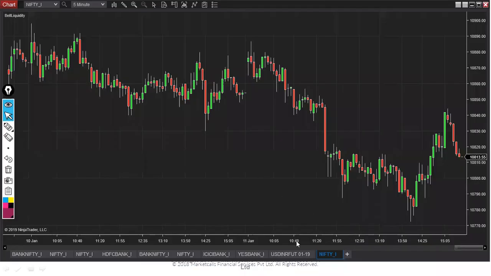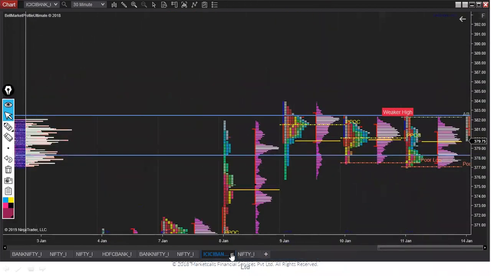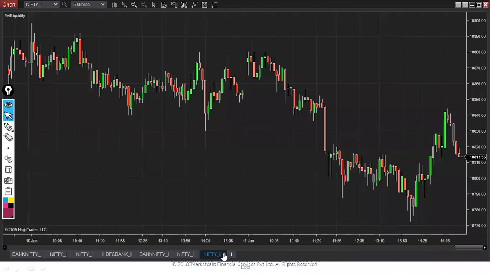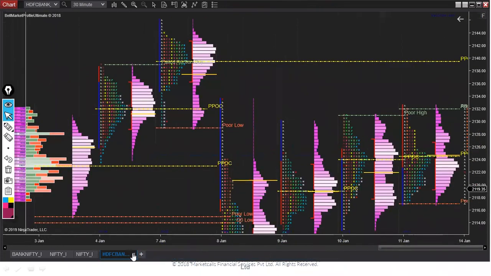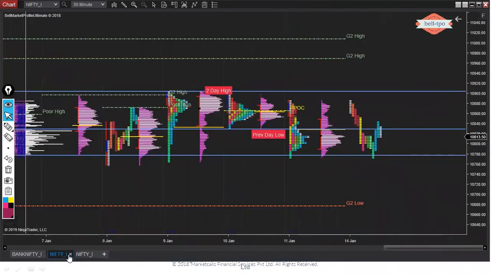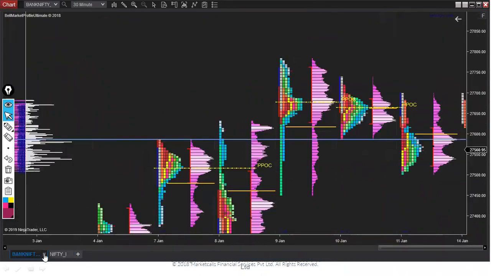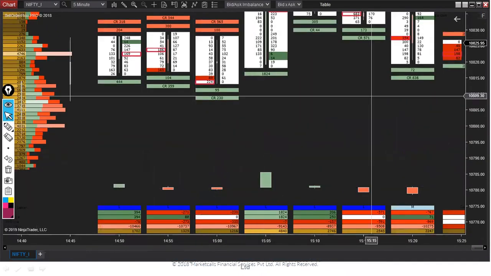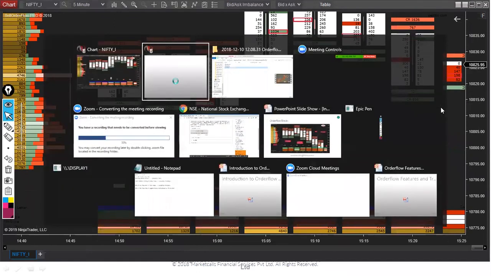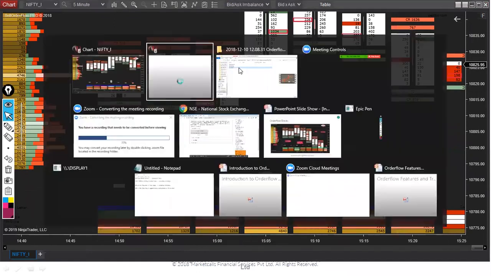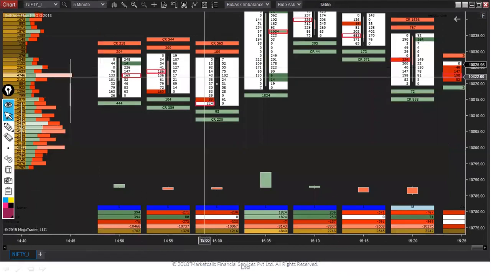What I'm going to do here is close most of the charts, and I'm going to keep only the Nifty futures order flow charts. So here is Nifty futures order flow. I'm going to close everything else. Okay, so here are the Nifty futures order flow charts. Now let's try to simulate what happened last Friday.